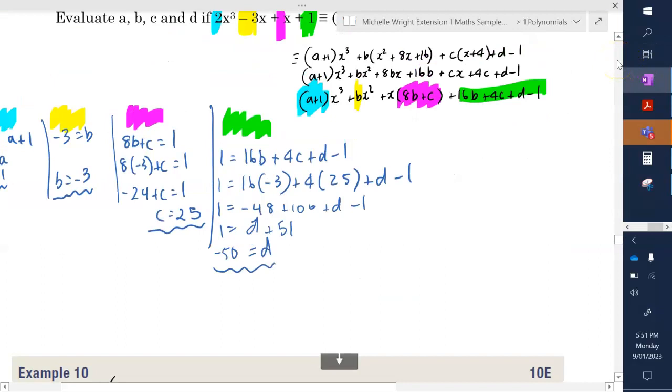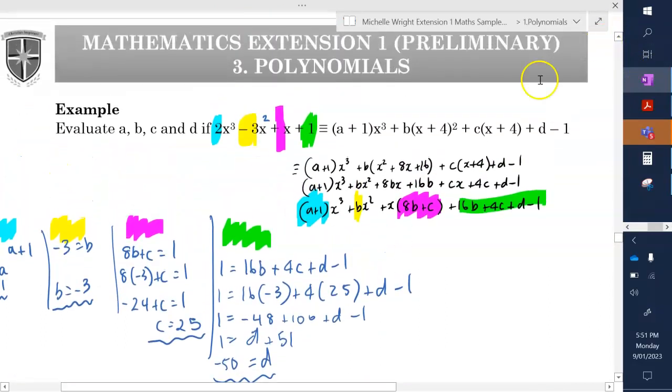But I think the best method is probably going to be this one up here, where we're expanding and equating coefficients. That'll get you through now to the next exercise, but I'm going to post this video and I'm going to pop another one up with some harder examples that'll align with the OneNote.